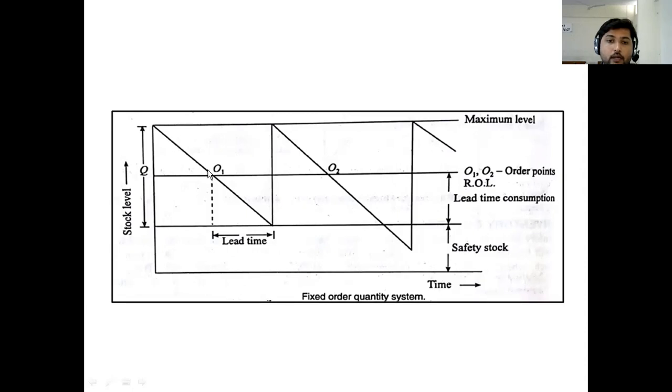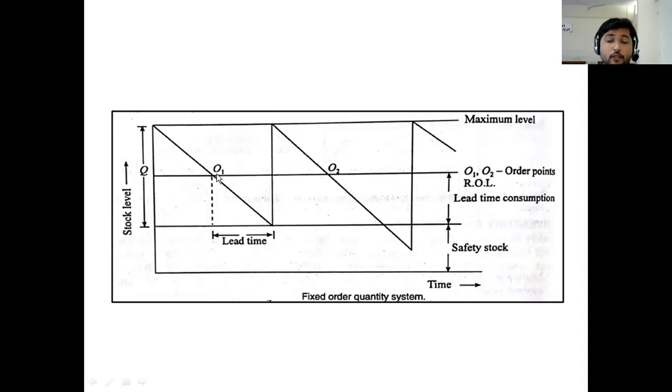When it reaches the ROL level, that is nothing but the reorder level, this is the reorder level for your stock. When it reaches the reorder level, O1 is the order we have placed. To receive that order, some time is required, but during that time period the consumption of goods is going on. Once we receive the goods in the stock, the replenishment action is completed, and your stock level reaches the maximum.